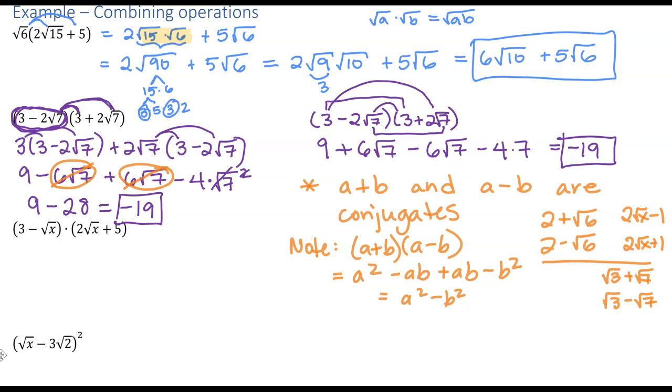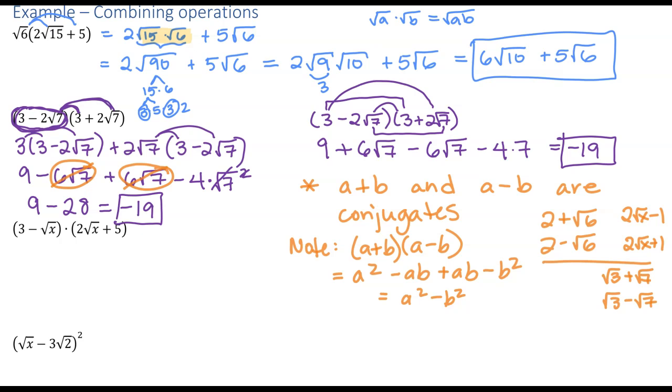You'll just have a little bit of this come up. Okay, let's go ahead and continue with our multiplication. We have 3 minus root x times 2 root x plus 5. And I'm going to go ahead with the FOIL method because I see a lot of students use that.